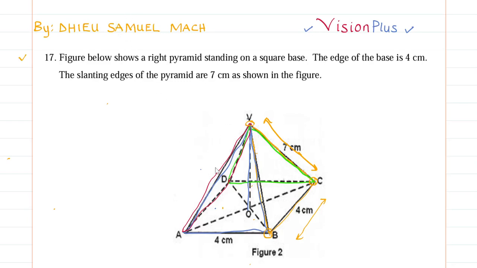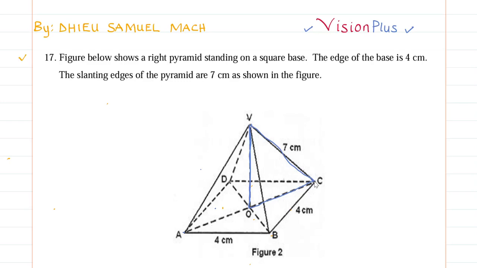Let me clear every writing on this drawing. So from here, we are looking for the height VO, this height here. For us to find that height, I'm going to extract a triangle. Which triangle? A triangle VOC, and then back to V. That is what I am going to extract.